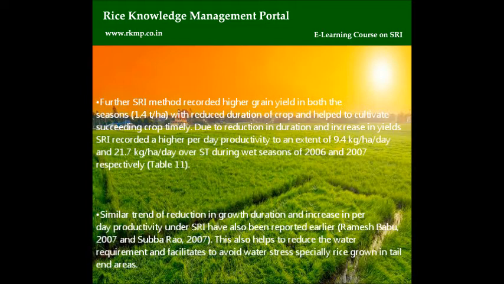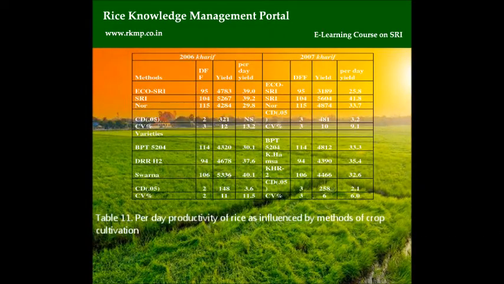Similar trend of reduction in growth duration and increase in per day productivity under SRI have also been reported earlier. Ramesh Babu 2007 and Subbarao 2007. This also helps to reduce the water requirement and facilitates to avoid water stress, especially in rice grown in tail-end areas. Table 11. Per day productivity of rice as influenced by methods of crop cultivation.